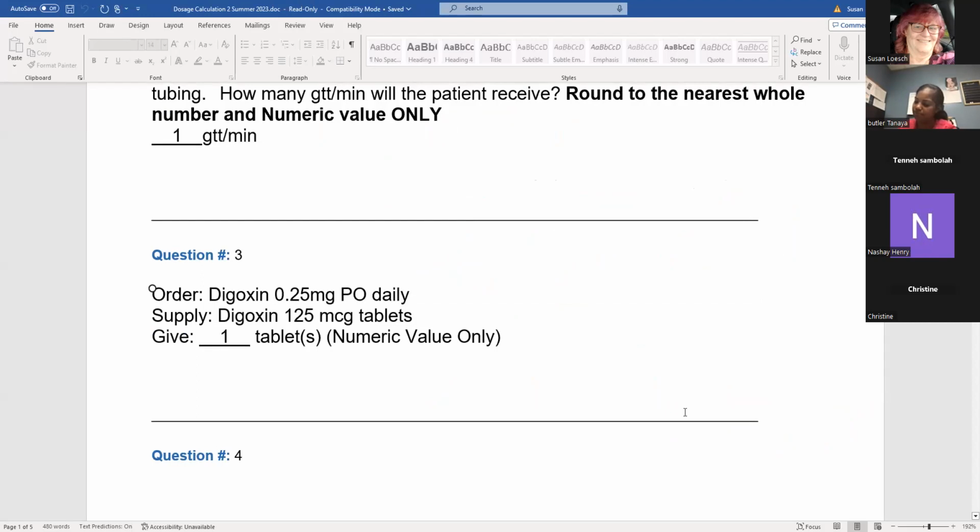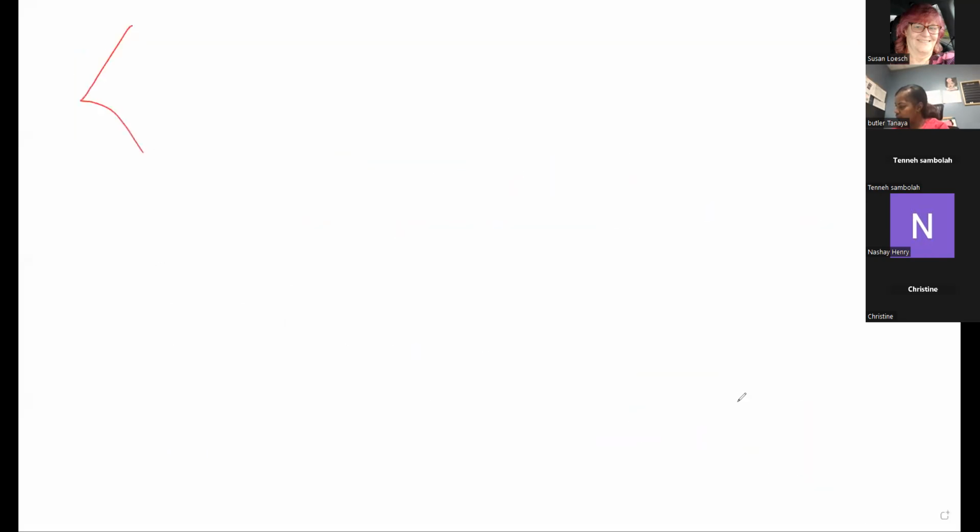Whenever I do conversions, because this is what you have to do here, this is just desired over have, but you have to convert. I'm always going to convert my decimal or my biggest number because I don't like working with decimals if I don't have to. So the first thing that you have to do here, you have 0.25 milligrams ordered. On hand, we have 125 micrograms. So the key to success on these is being able to see your graph.